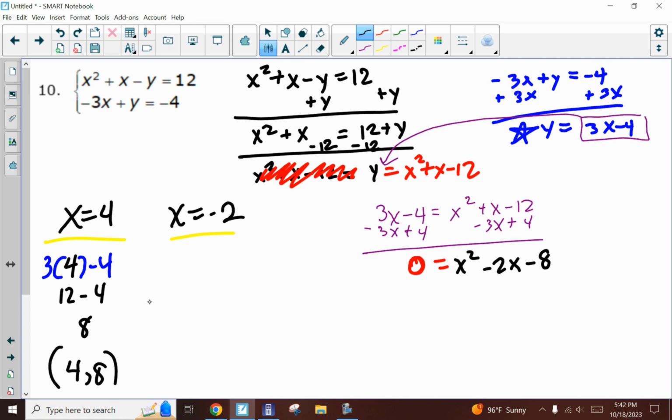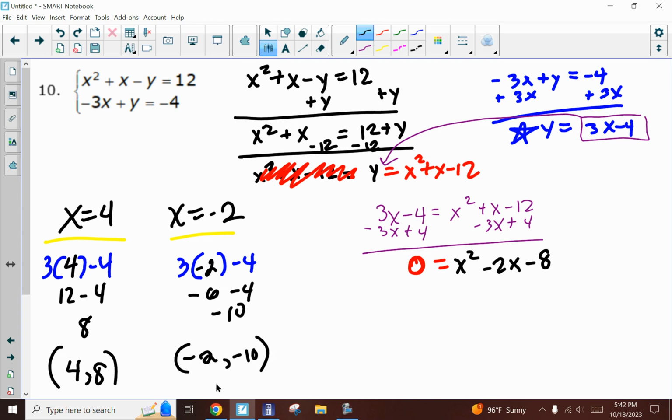And the second answer, we're going to do it again. So 3 parentheses minus 4. But this time we're going to put in the -2. So this is -6 minus 4, which is -10. So when I put in the -2, I get an answer of -10.